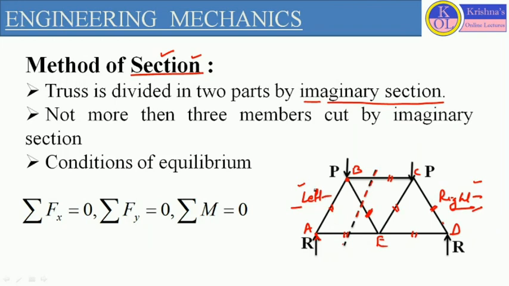Whatever section we are considering, that section should be in equilibrium condition, but this imaginary section should not cut more than three members of the truss. Here this dash line is representing a section, and it is cutting three members. So a maximum of three members should be cut by the imaginary section, not more than three. It can be two members also. This condition you have to remember when you are using method of section.